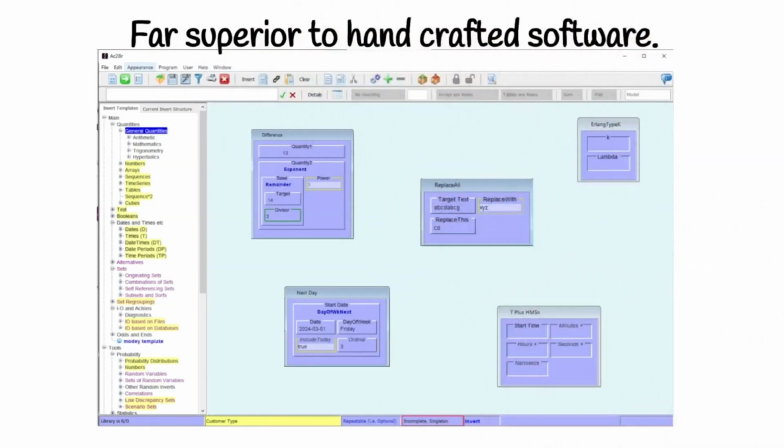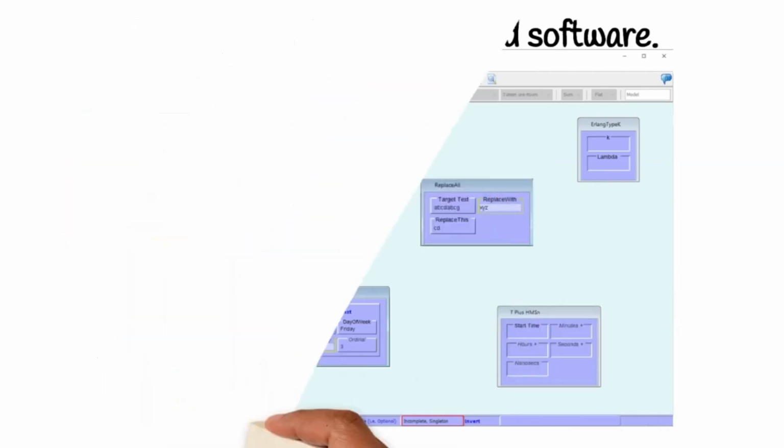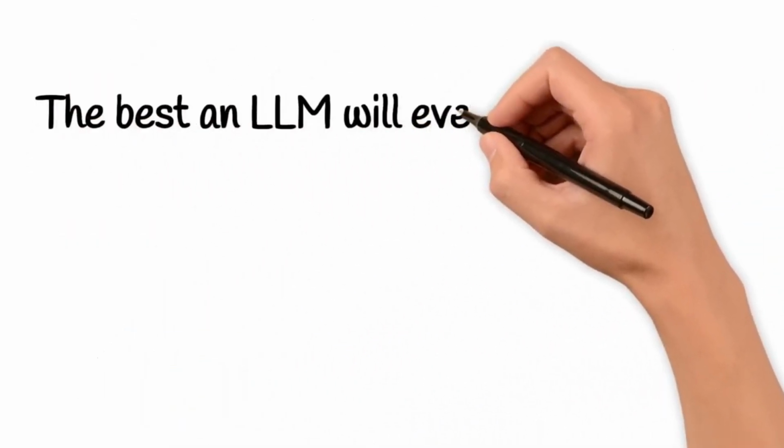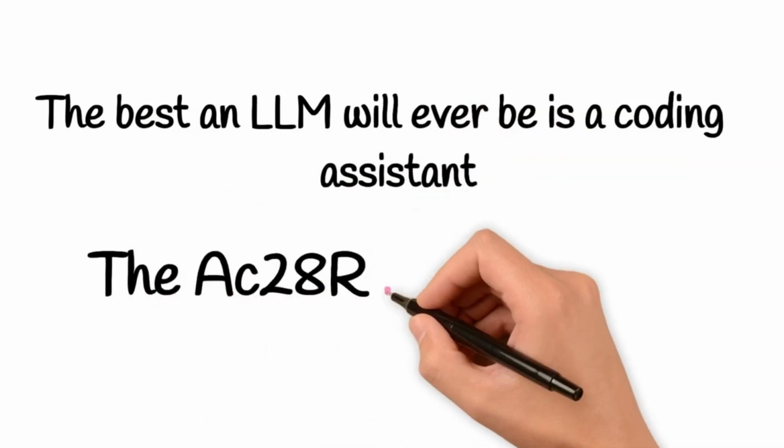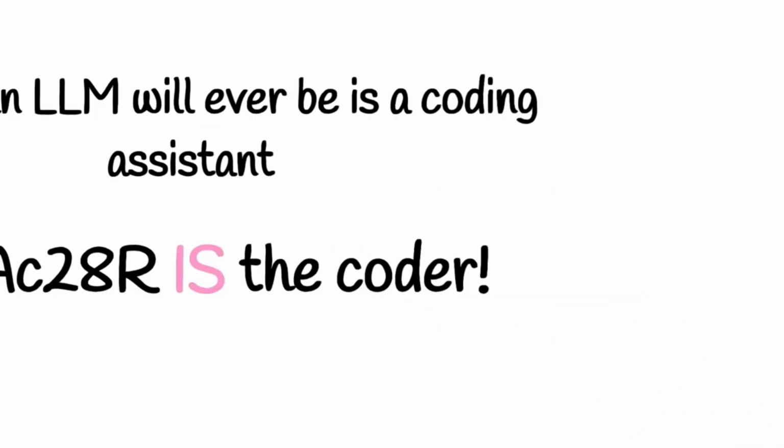It should be clear that AI tools based on large language models cannot write reliable code to any level of precision and will never get there. The best they can ever be is a coding assistant. The actuator isn't just a coding assistant, she is the coder.